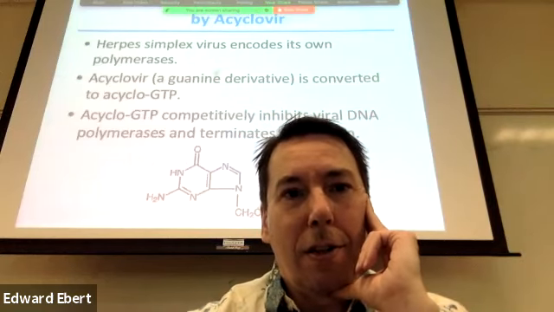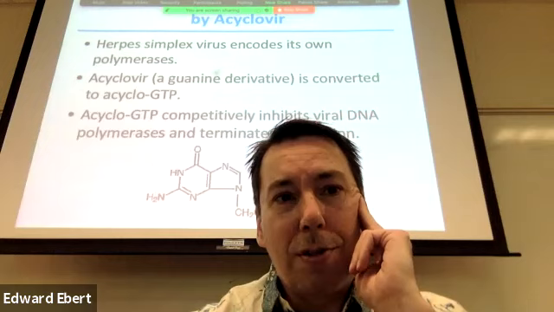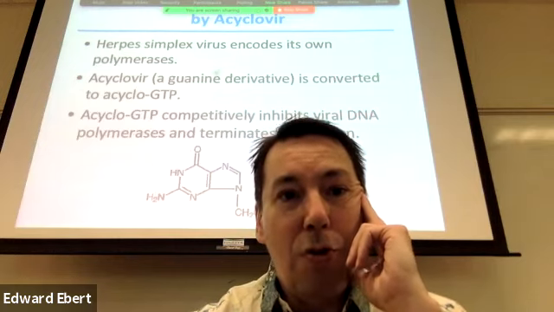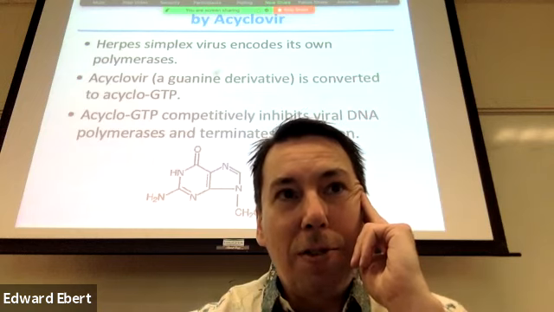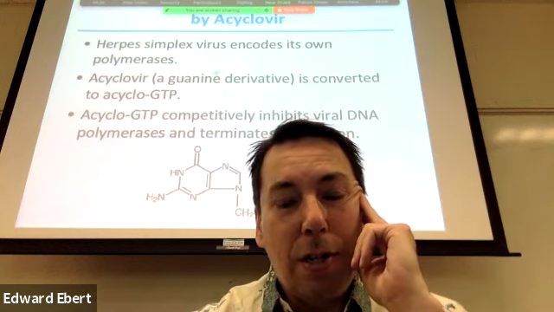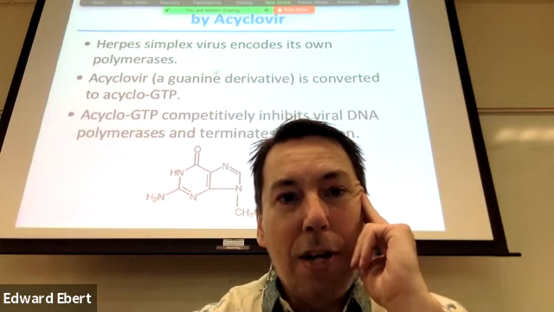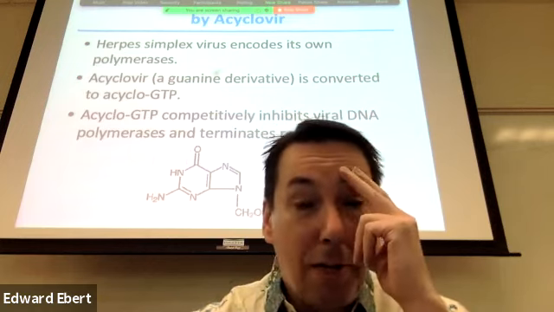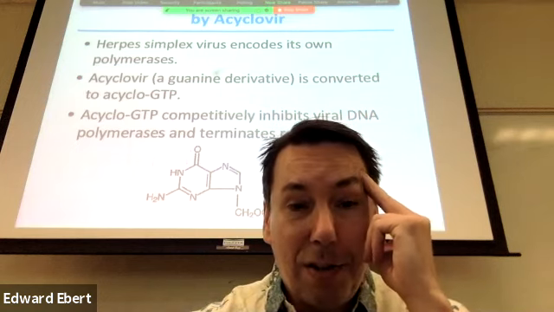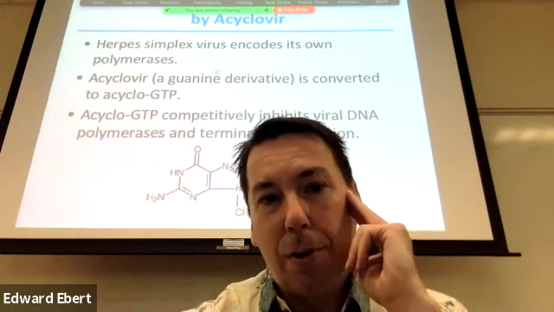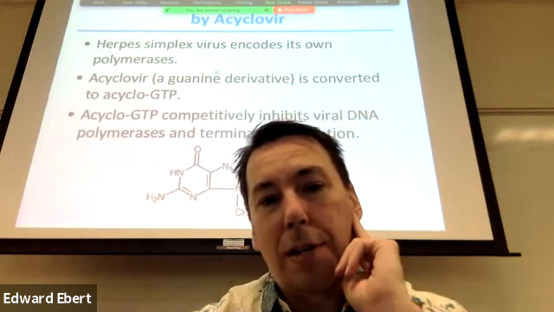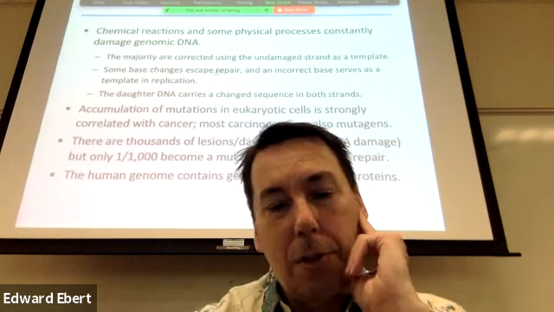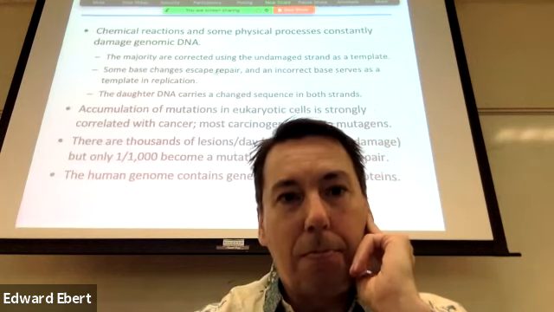Okay, all right. DNA polymerases. So if we look at the herpes simplex virus, it encodes its own polymerases. So they have their own unique genetic code, and we can target their activity by the use of acyclovir. Okay, so acyclovir compounds can target that and inhibit the herpes virus from proliferation.